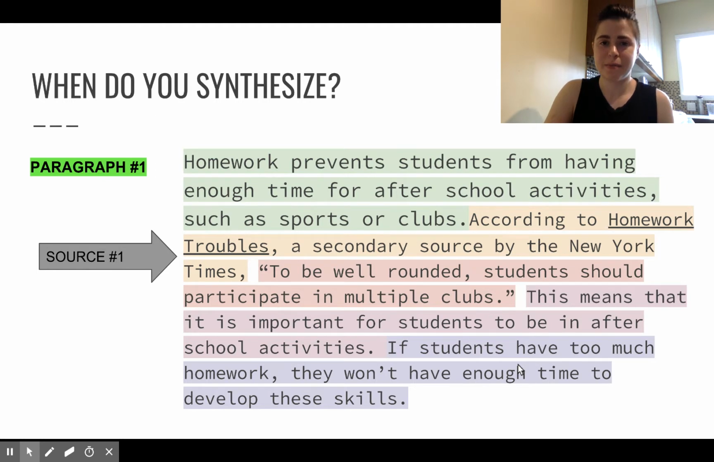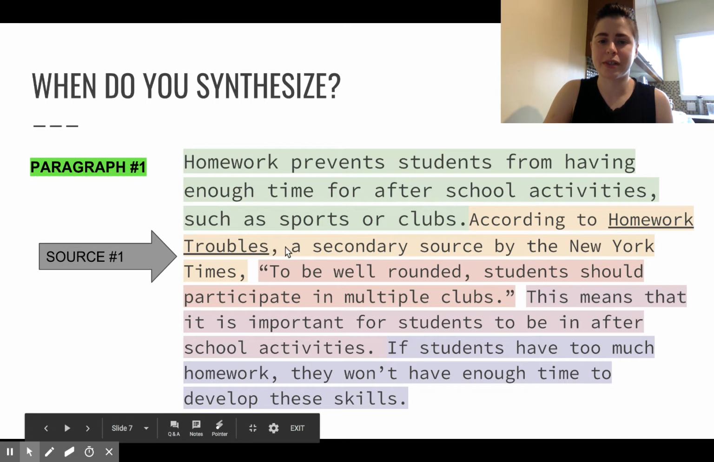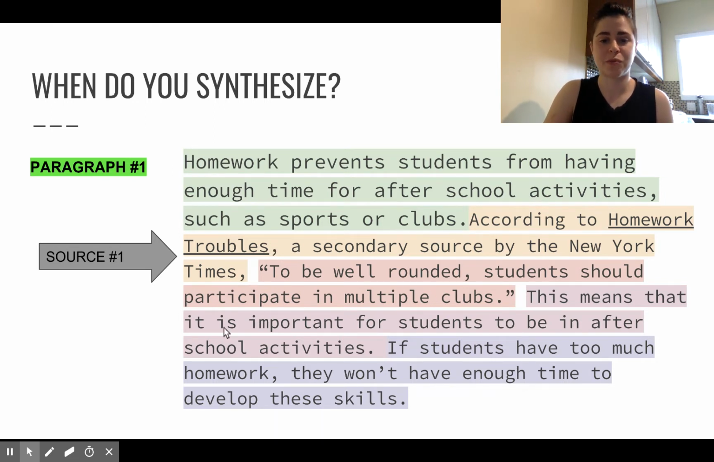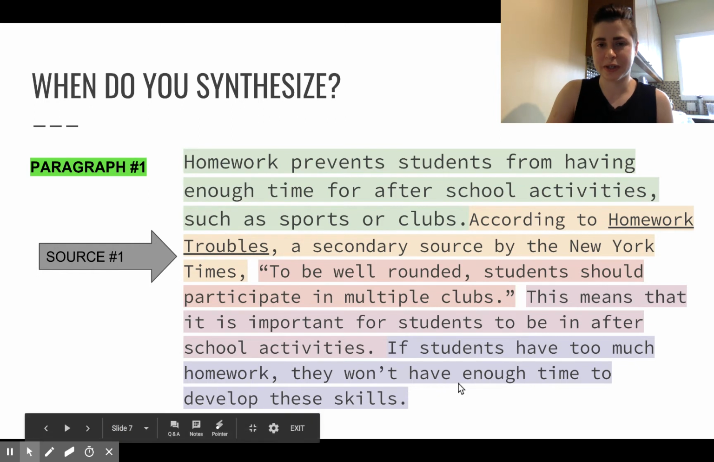So in my first paragraph in my writing, I'm going to use the evidence from Homework Troubles, a secondary source by the New York Times, which says to be well-rounded, students should participate in multiple clubs. So I'm trying to prove my claim with my key idea and some evidence. That, of course, I go on to explain.